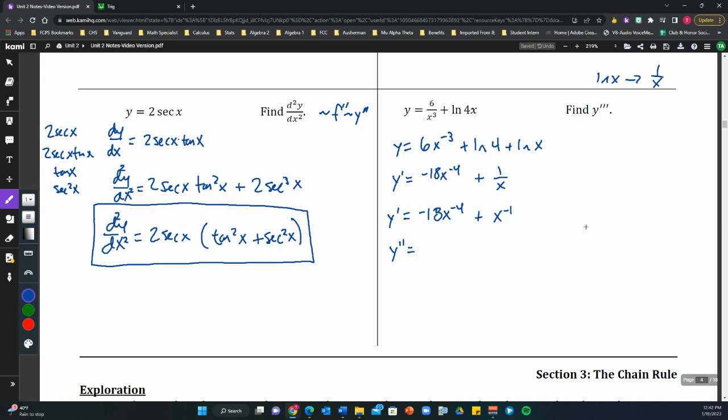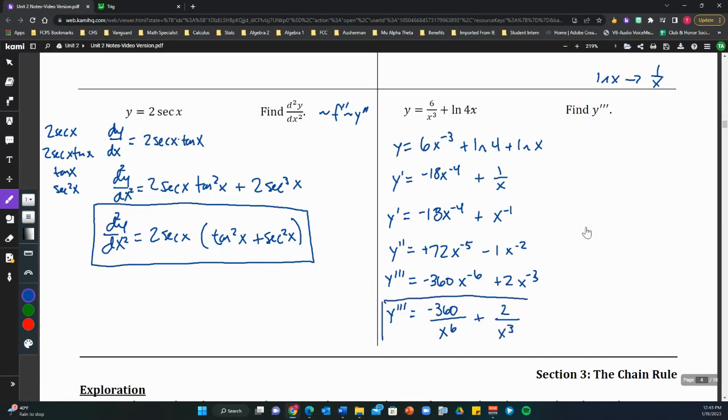So for y double prime, if I do the power rule again, that would be positive 72 now, x to the negative fifth. This would be negative 1 x to the negative second. And then if I do the derivative one more time, 72 times 5 gives me negative 360, and my new power would be x to the negative 6. Bringing down the negative 2 here would turn into positive 2 x to the negative third. So my final form for y triple prime would be negative 360 over x to the sixth plus 2 over x cubed. And that is our final answer.